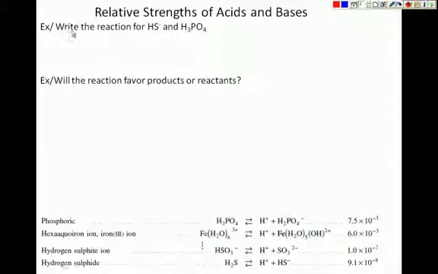So the question says, write the reaction for HS- and H3PO4. Okay, we see on our Bronsted-Lowry acid-base chart that we can find phosphoric acid, which is H3PO4, and we can also find HS- way down here. It's a little bit further down on the table. But what we're going to do is write these things up. So we're going to write H3PO4, and that's going to be added to HS-.